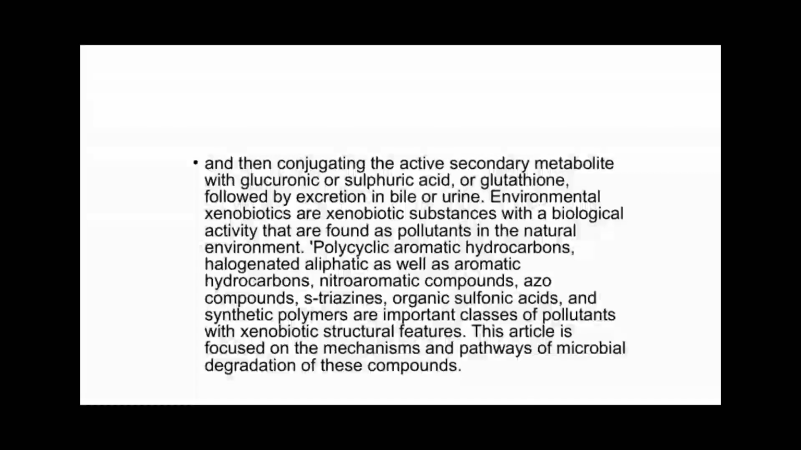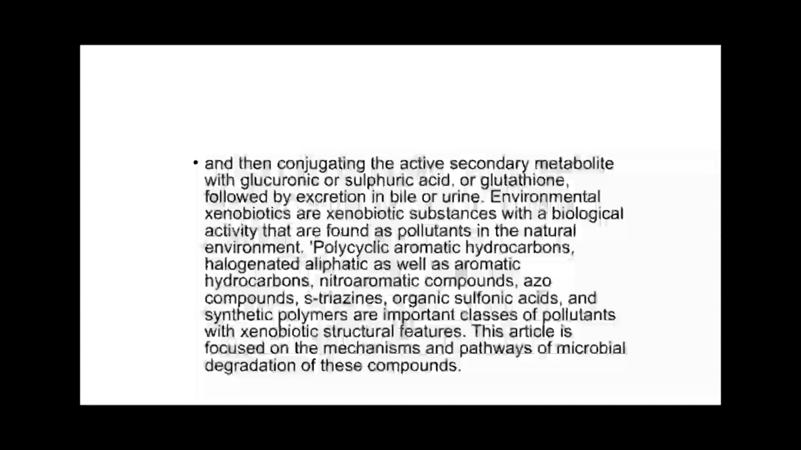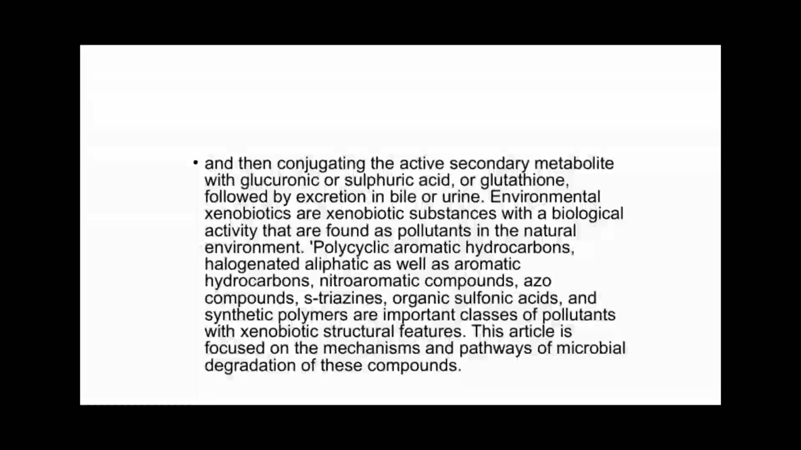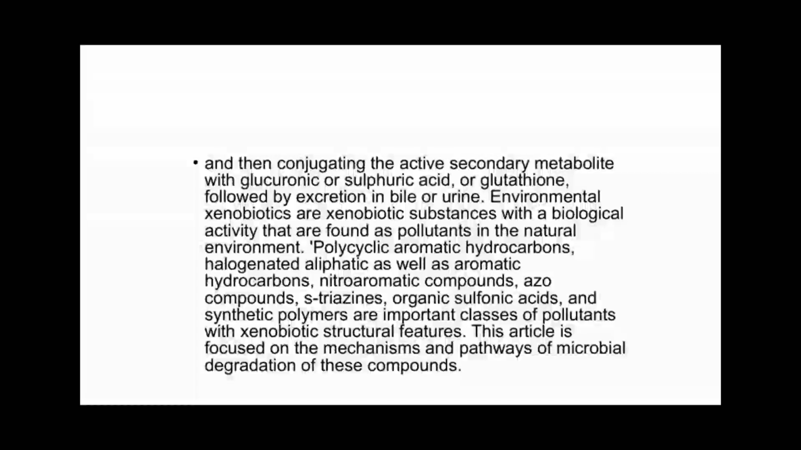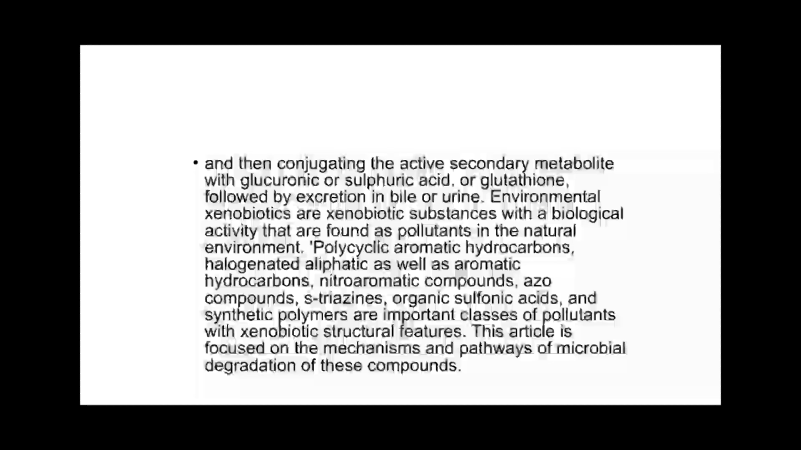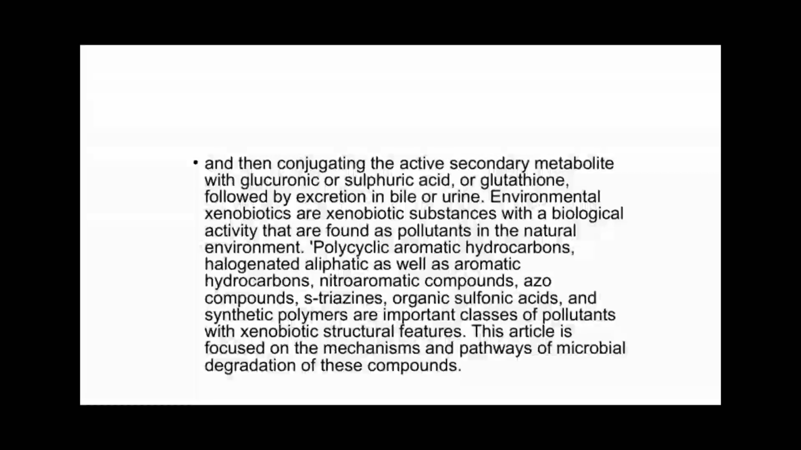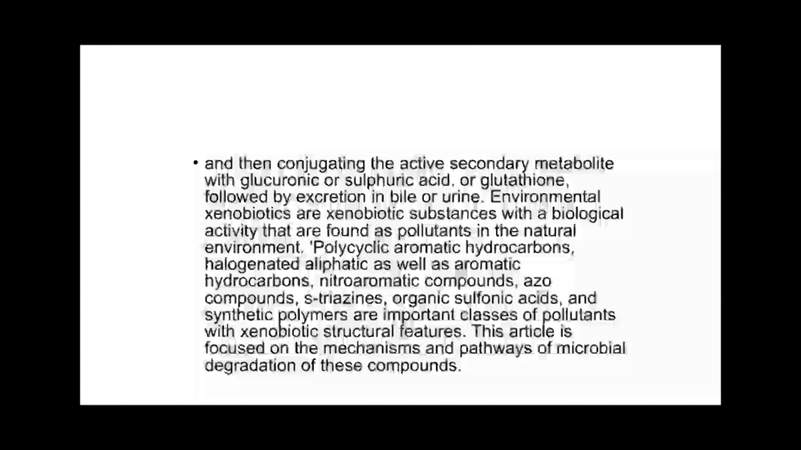Now, shifting gears a bit, let's talk about environmental xenobiotics. These are foreign substances in our environment that have biological activity. They're basically pollutants with structures that can interact with biological systems. Some of the major classes include polycyclic aromatic hydrocarbons, halogenated aliphatic and aromatic hydrocarbons, nitroaromatic compounds, azo compounds, s-triazines, organic sulfonic acids, and synthetic polymers. These are important because they often pose risks to health and ecosystems due to their persistence and toxicity.